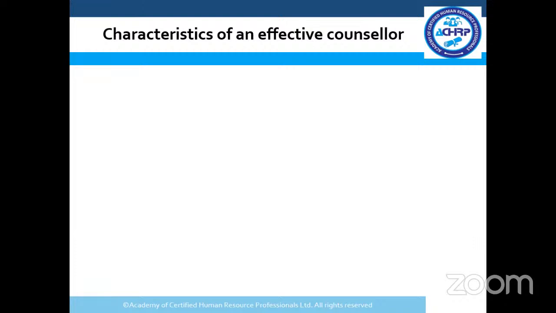Let me ask you this. What are some of the characteristics of an effective trainer or an effective counselor or an effective facilitator? What kind of trainer would you want? Let's go very fast. Trainer?